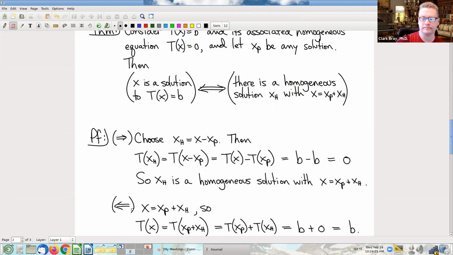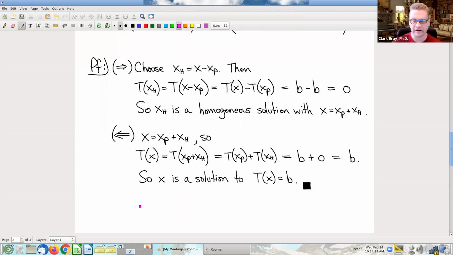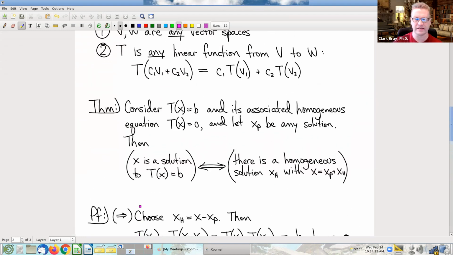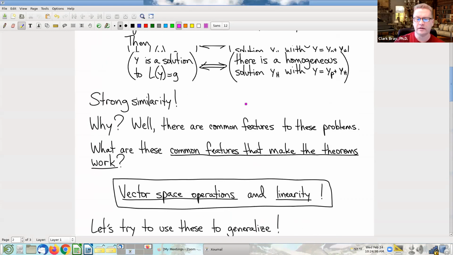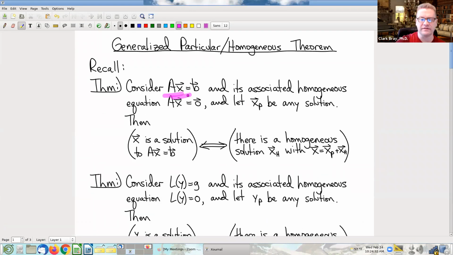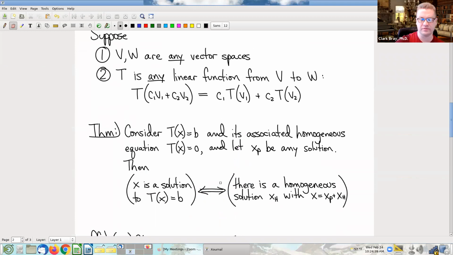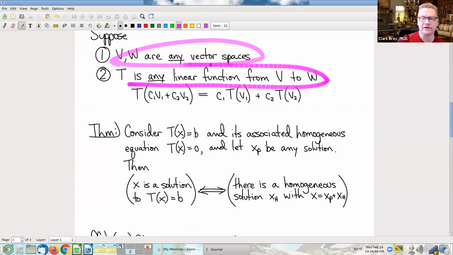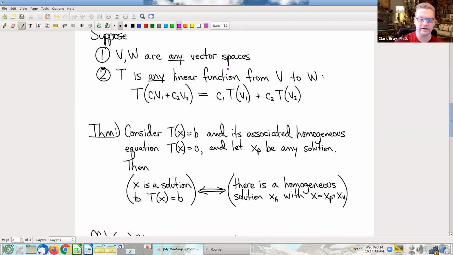Okay. All righty, so we have proved the result. We have this theorem proved as a generality, not just about matrices and vectors, not just about linear differential operators and differential equations, but about any situation where I have vector spaces and a linear function between them. In any such case, there is what you might call a particular and homogeneous sort of theorem.